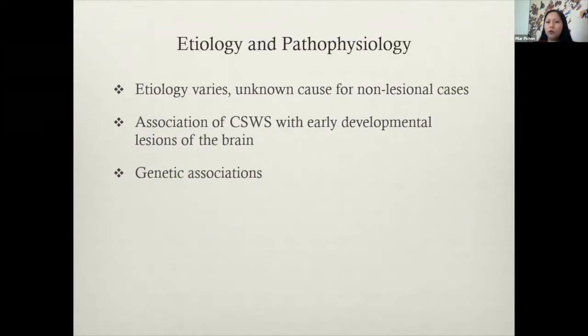So why do children have CSWS? It's usually unknown in cases that are what we call non-lesional. So if there is no structural abnormality in the brain, then we look for reasons. That's why we tend to do genetic testing on these children to find a reason for it. And there's also an association of CSWS with early developmental lesions of the brain. So early malformations, or for example, babies who've had a stroke, especially in the thalamus, can also have a higher propensity to have CSWS.